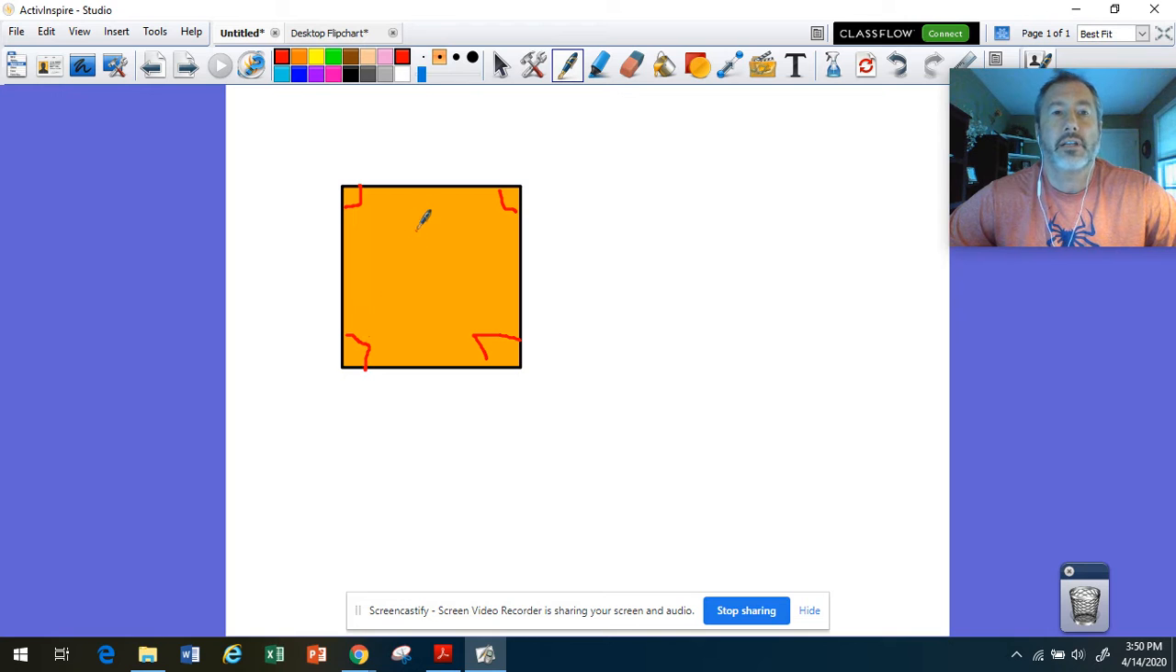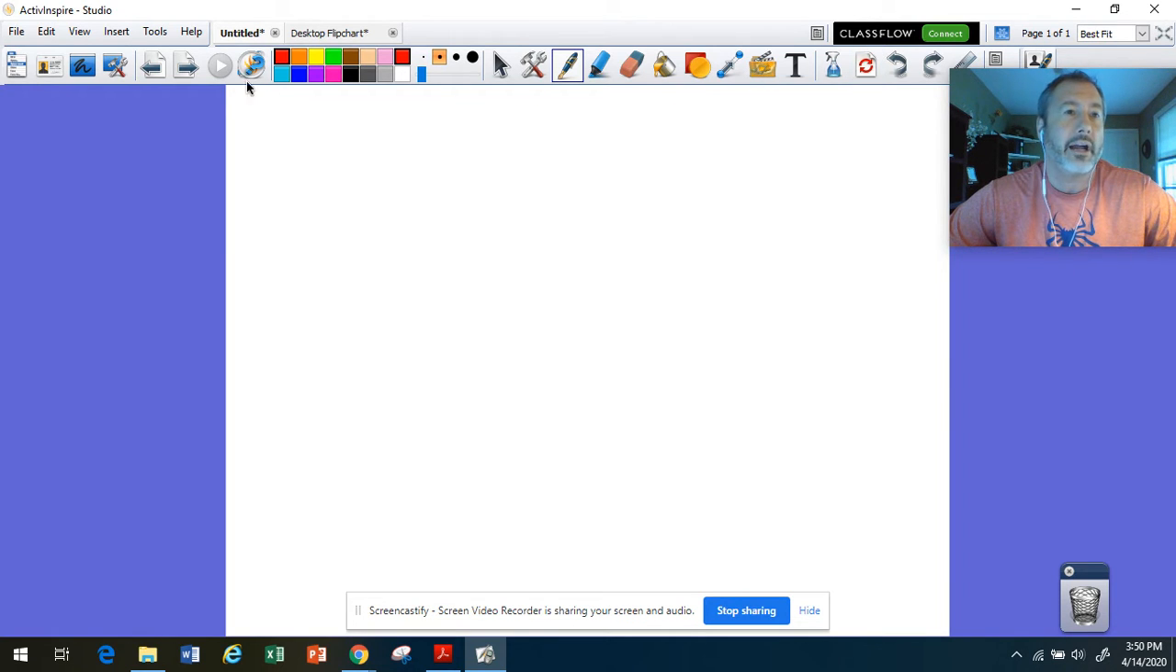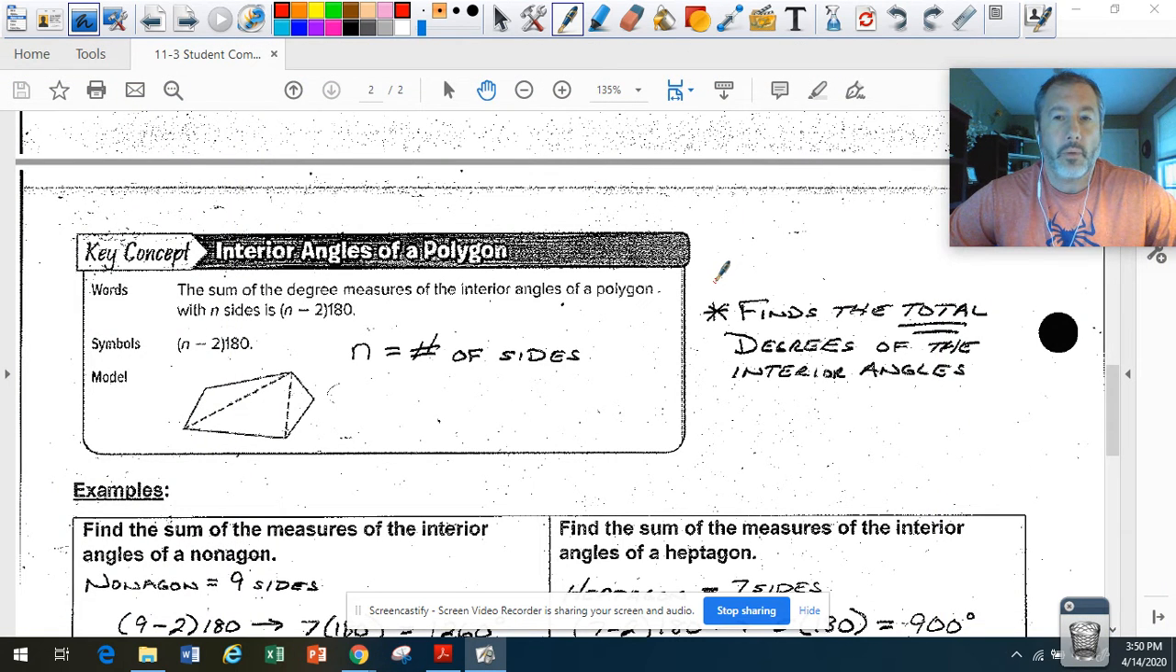That's 90 plus 90 plus 90 plus 90, or 90 times 4, which is 360 degrees. So all quadrilaterals have 360 degrees. Now, what about a decagon? Well, that's going to be a little bit more difficult to figure out. So that's why we use a formula. So let's see what we have here.